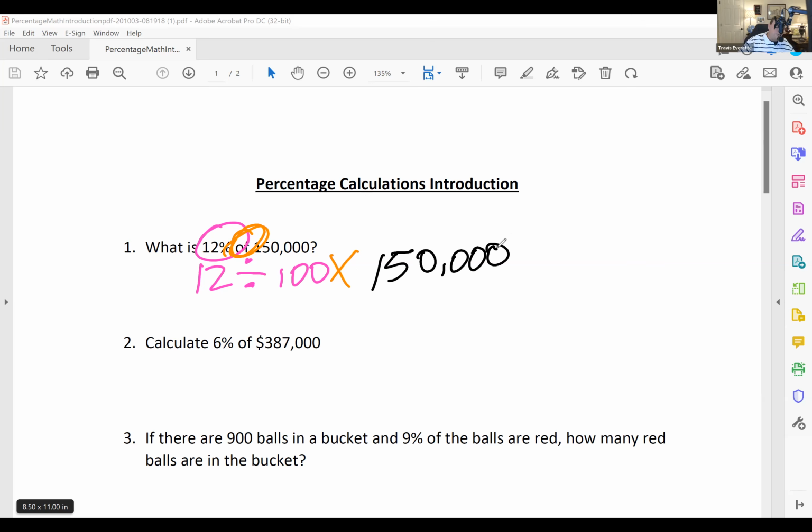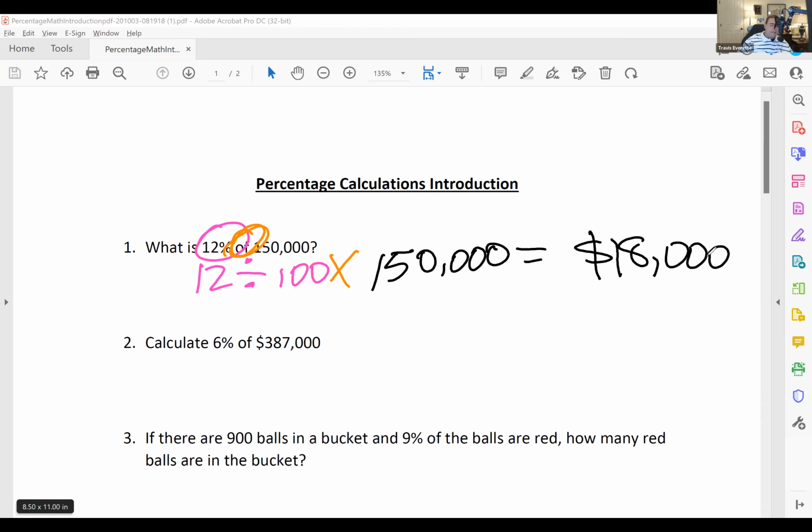We're ready now, folks, to type that into our calculator. We've got all the numbers we need there. So pick up your calculator and do 12 divided by 100 times 150,000. That's 18,000. There's your answer. 18,000.